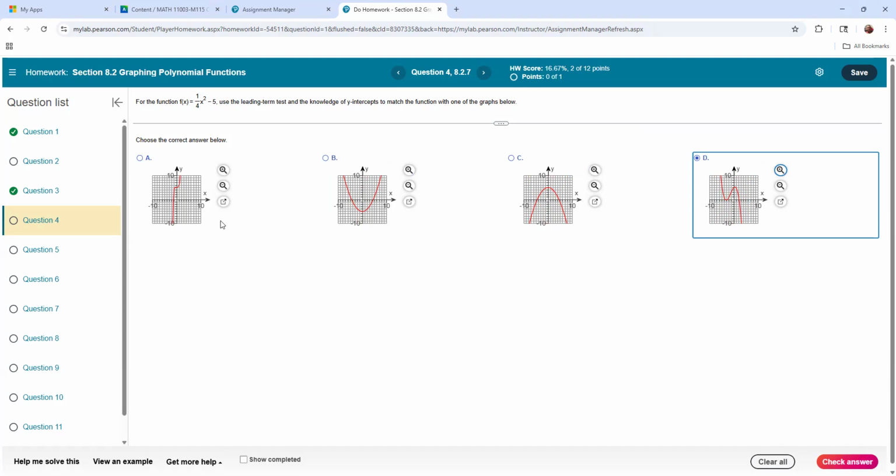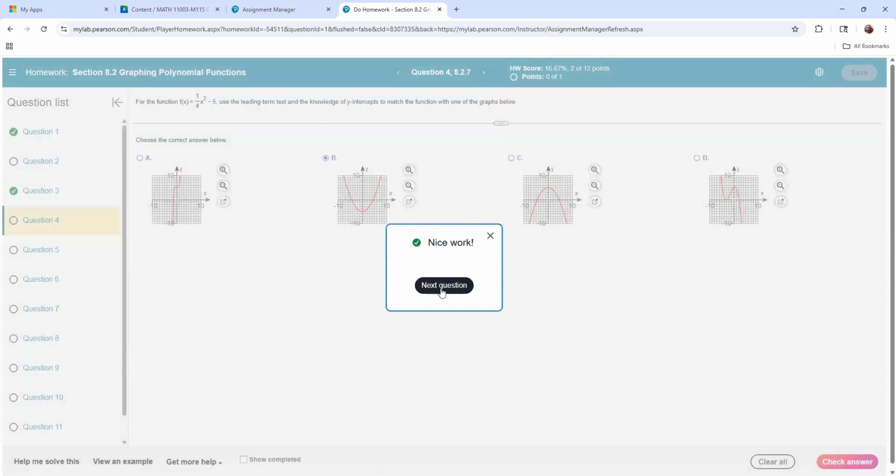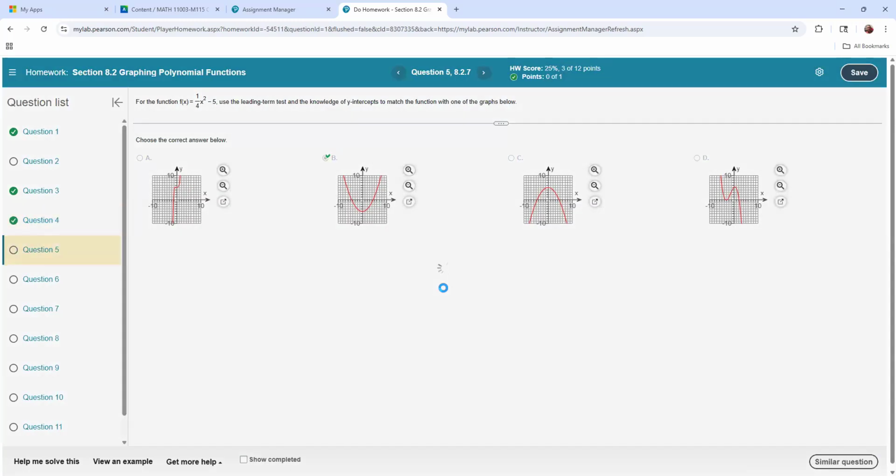Justin, I think you're good, right? B, even degree of 2, positive lead coefficient. If you looked on the chart, that one had both ends going up. So then check your answer. So a lot of these is just doing that.